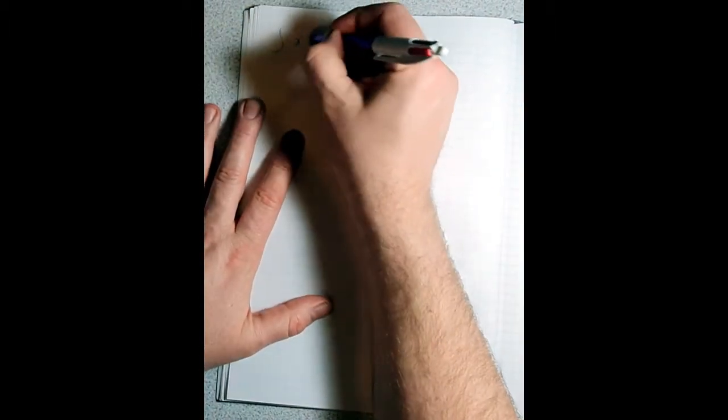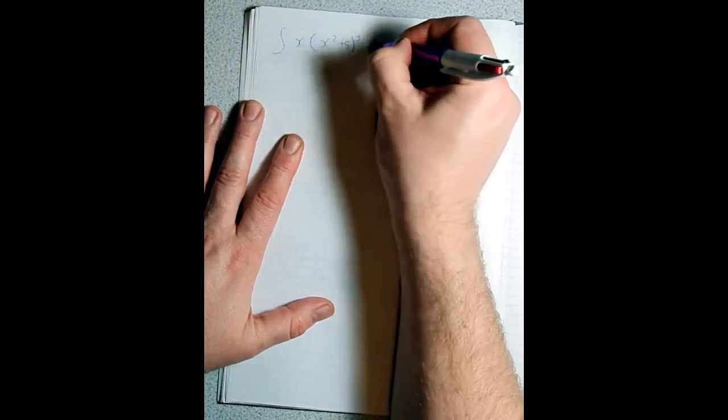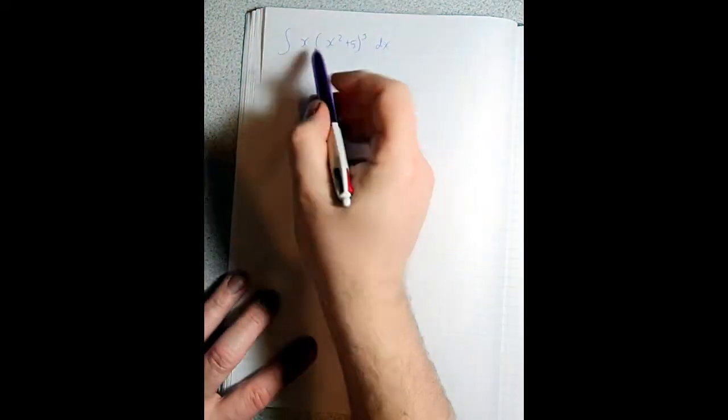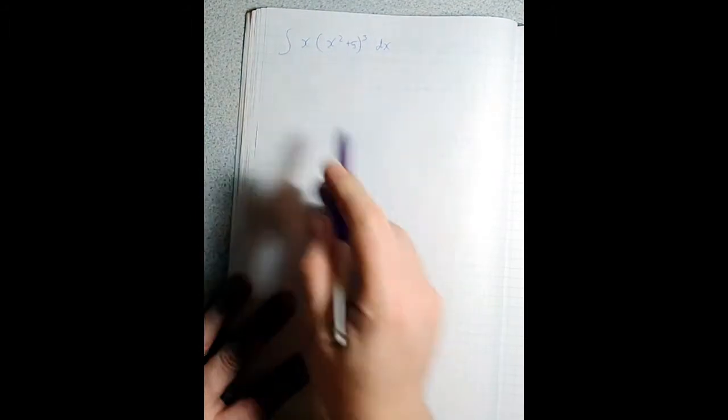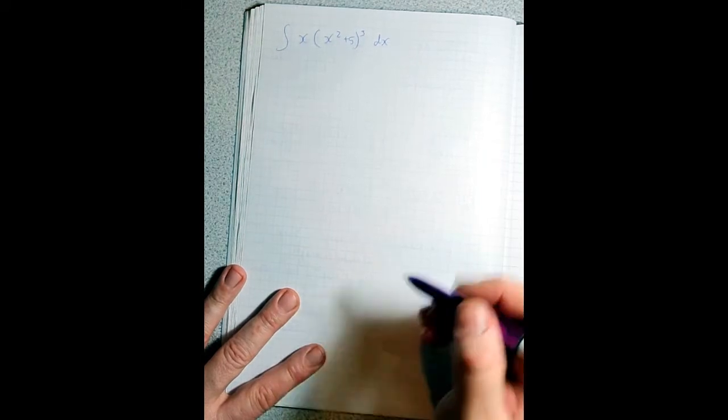The integral of x squared plus 5 cubed dx. So again, I've noticed that x is the derivative of the function in the brackets. Well, it's a, give or take a constant.